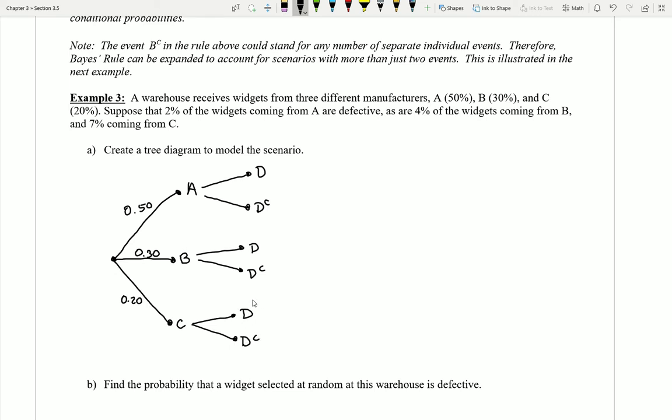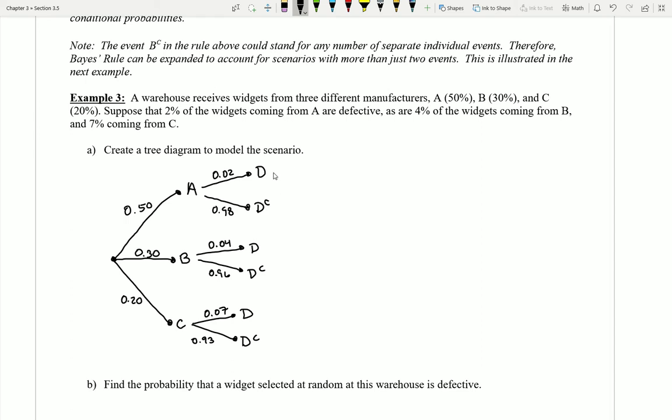And notice I should be able to label some percentages on here, because I'm told that if the widget comes from A, there's a 2% chance that it's defective. If the widget comes from B, there's a 4% chance it's defective. If it comes from C, there's a 7% chance it's defective. Well, again, then notice that the split here should make it easy to determine the chances that the items are not defective from each one of these manufacturers. Well, if there's a 2% chance that A makes a bad item, there should be a 98% chance that they made a good item. Similarly down here for B, I should have a 96% chance, and then a 93% chance for C.